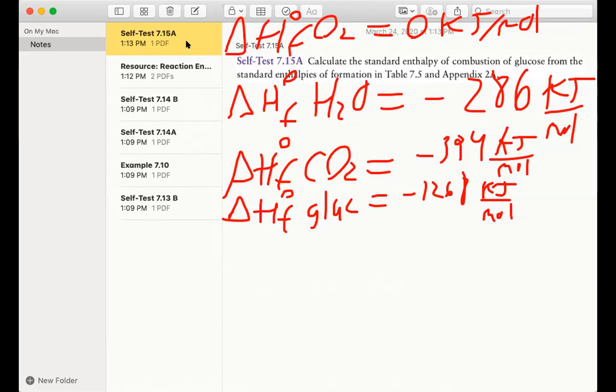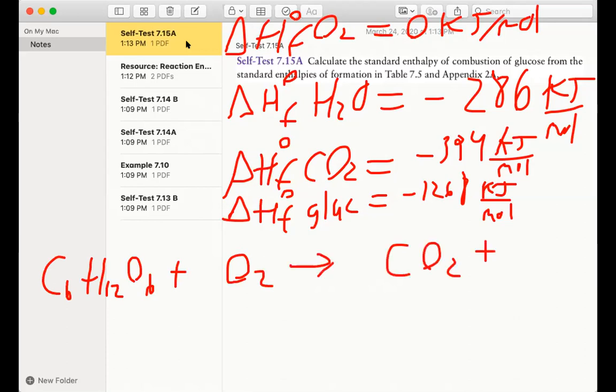Okay, all right, so what's happening here? You're combusting glucose, right? So you've got C6H12O6 plus some number of oxygen molecules gives you some number of CO2 molecules plus some number of water molecules. This is a really important reaction because it is the metabolic reaction that gives us the energy we need to do what we do. The bulk of the energy our cells use on a daily basis is derived from glucose metabolism.